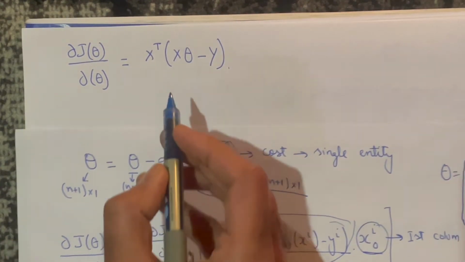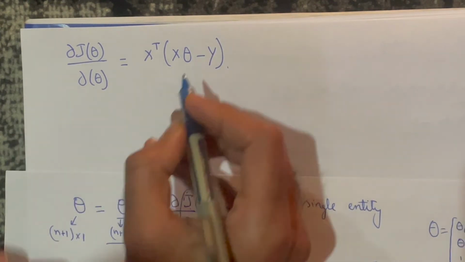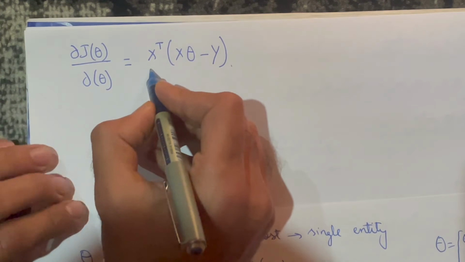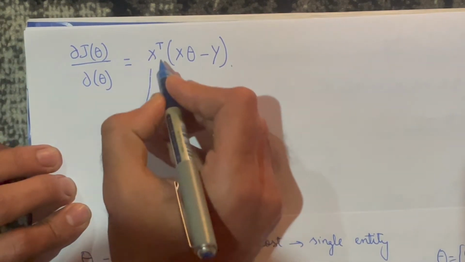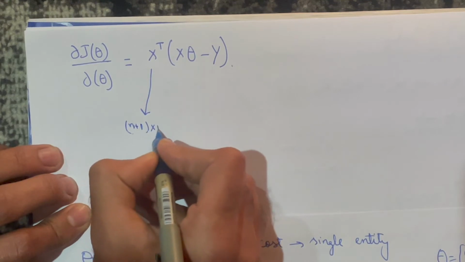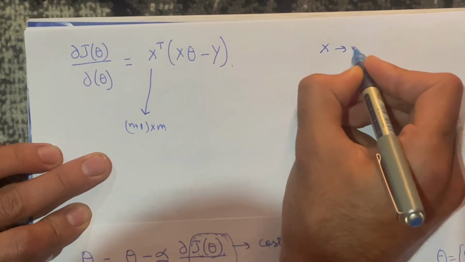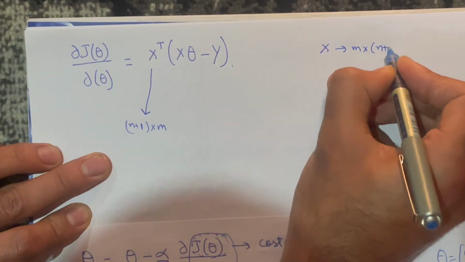Okay, let's cross check whether the dimensions are coming n plus 1 cross 1. So what is the dimension of x transpose? The dimension of x transpose is n plus 1 cross m. Why n plus 1 cross m? Because the dimension of x is m cross n plus 1.